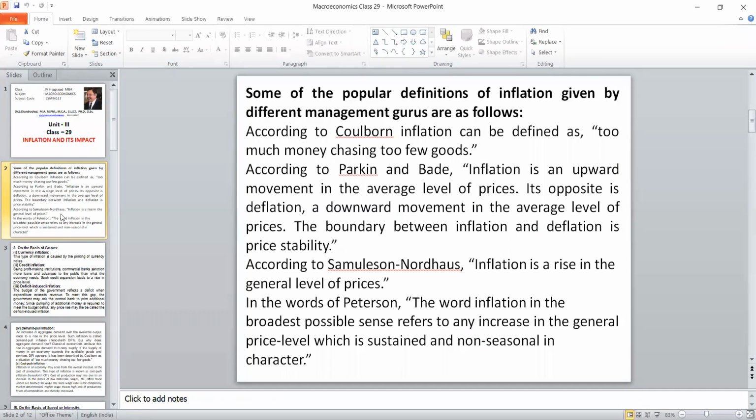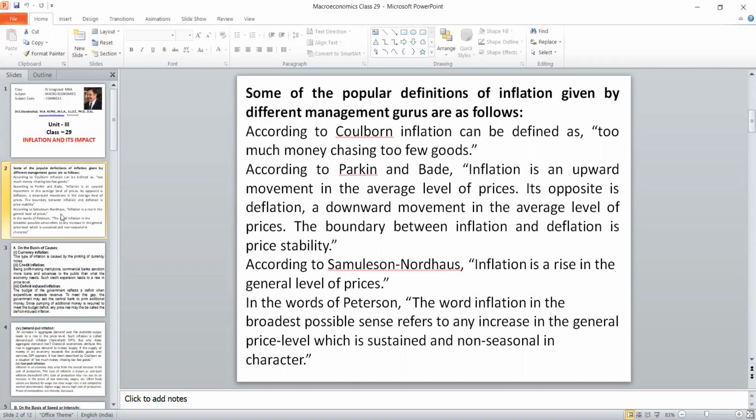I have given 2-3 definitions of inflation. The first one is given by Carl Born. This is the simplest definition for inflation: too much money chasing too few goods. That is, huge money trying to capture the market, so we have to pay a high price. That's what he is trying to mean.